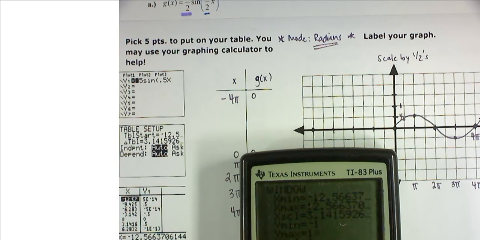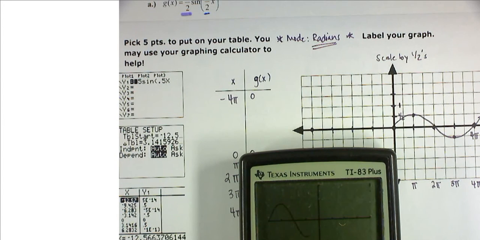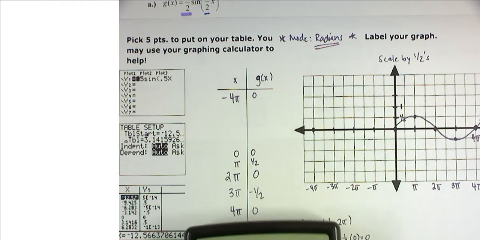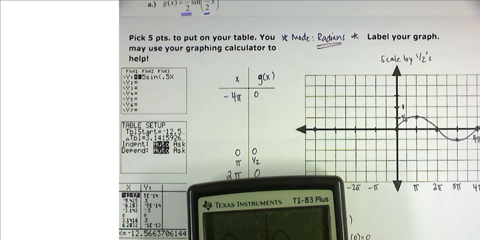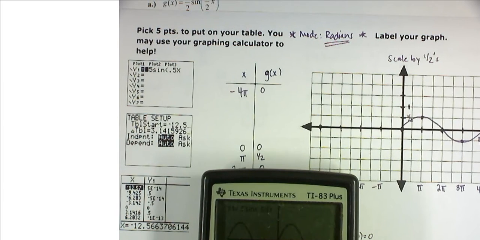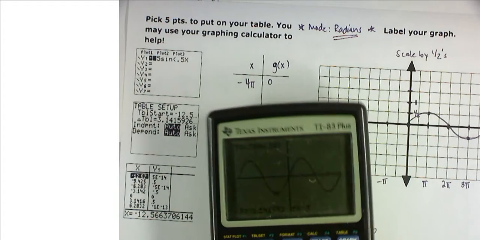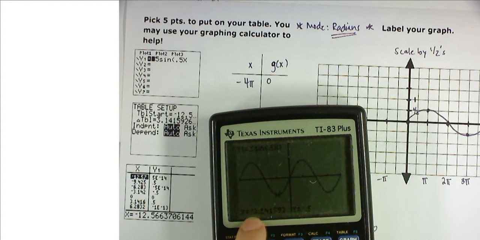And then if you want to see the actual points, you can go to second calc, you could find the zeros, you could find a value. So if I press enter, I just have to plug in the x value. So let's say I want to know what happens at negative pi. I just type in negative pi, and then you can see it gives me the x value. Now it's just giving that in terms of a decimal. That's negative pi, and it says y is negative 1/2. So at negative pi, I am at negative 1/2.